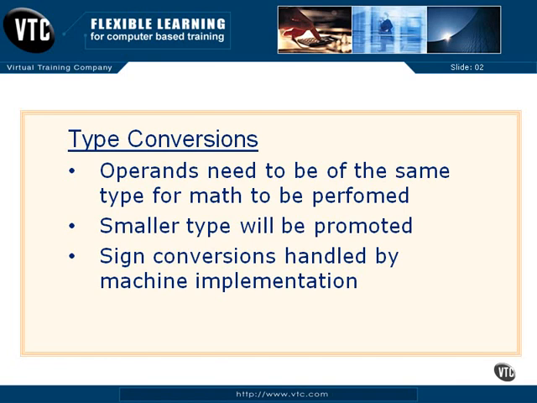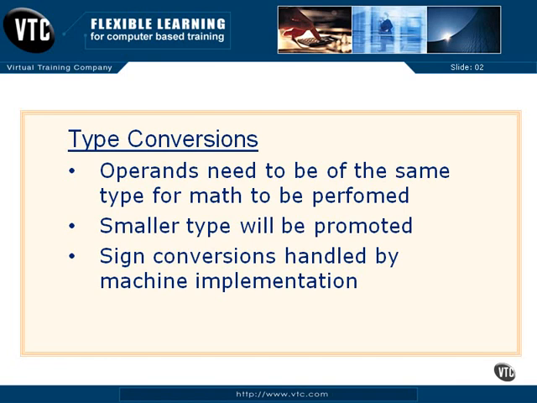Sign conversions, if you have unsigned values getting promoted or demoted into a signed value, characters to integers, and so on, the sign conversions are handled by the machine's implementation. Some machines use a high order bit for signed, some don't. Our Intel machines do, that we're talking about here. If it's Linux on Intel or Windows on Intel, they use the high order bit to show sign.